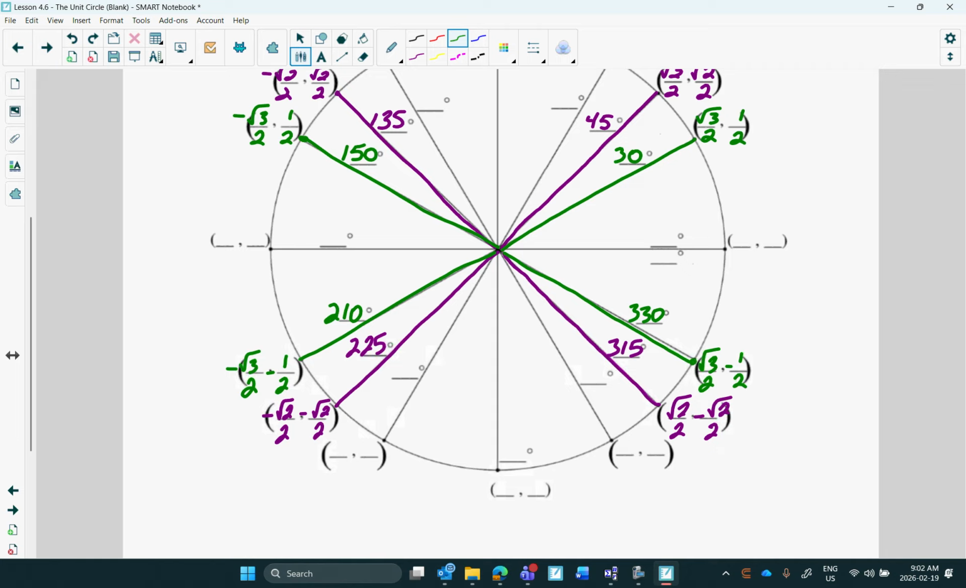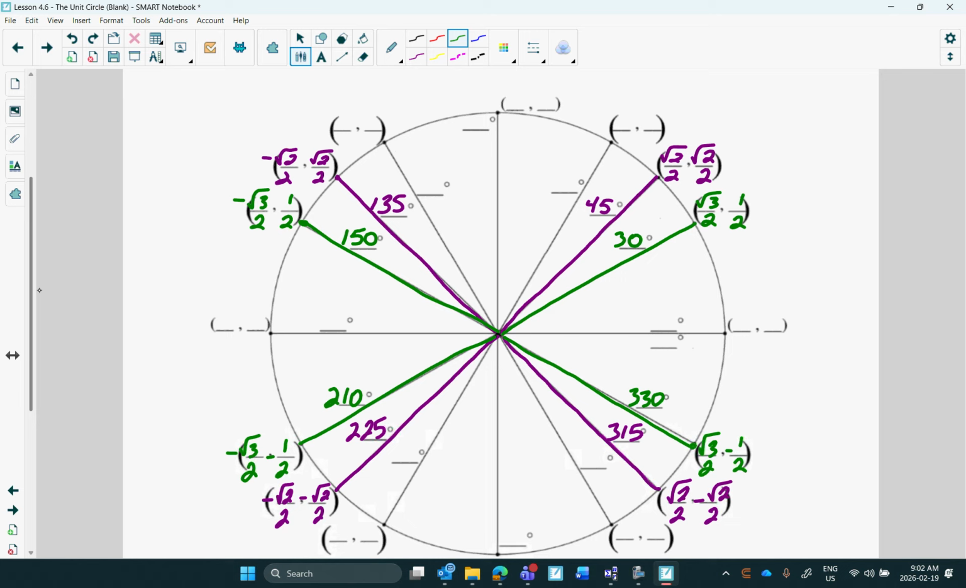Two more families to look at. The 60-degree family. Well, we got 60 degrees. And the points on the unit circle would be 1/2 and root 3 over 2, the reverse of 30.